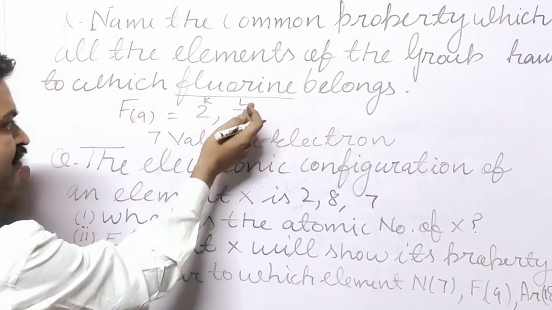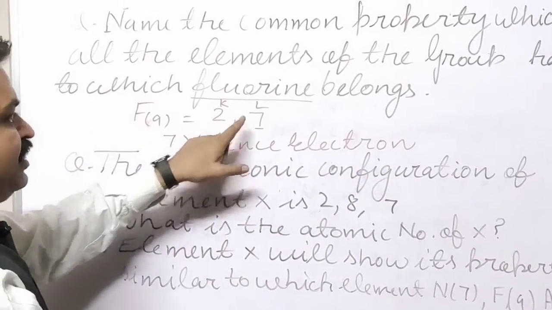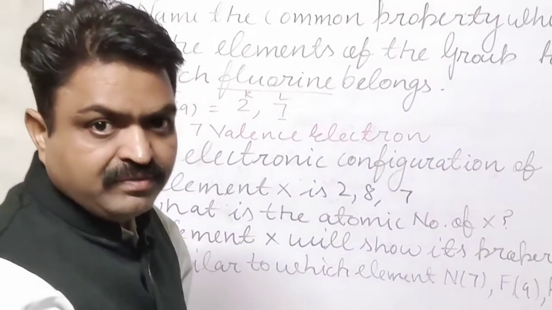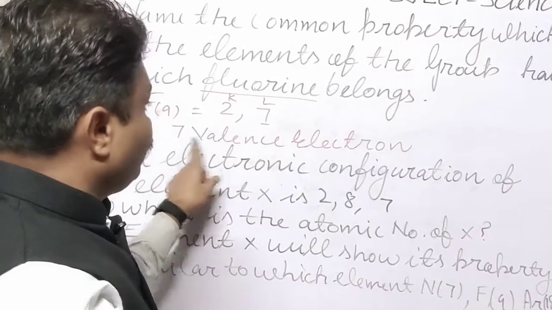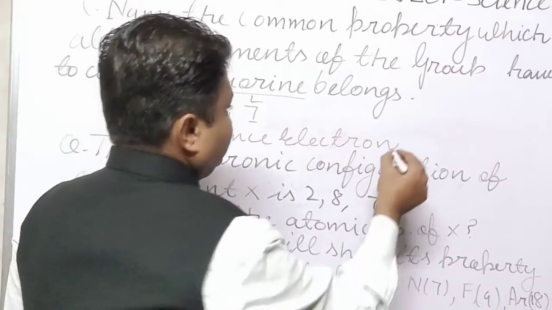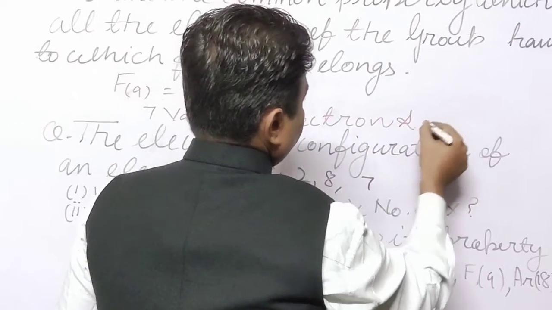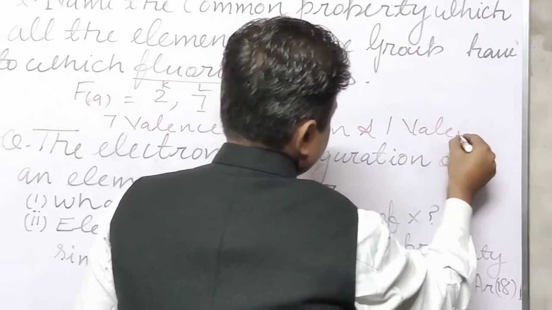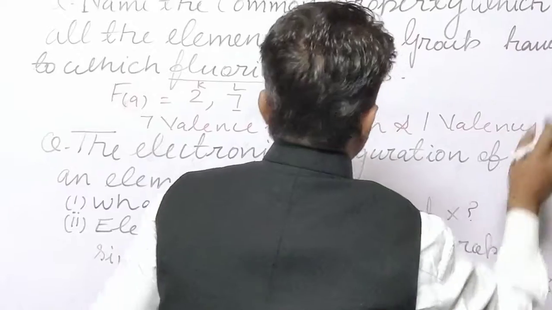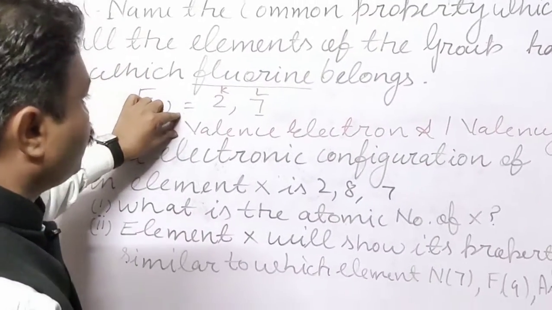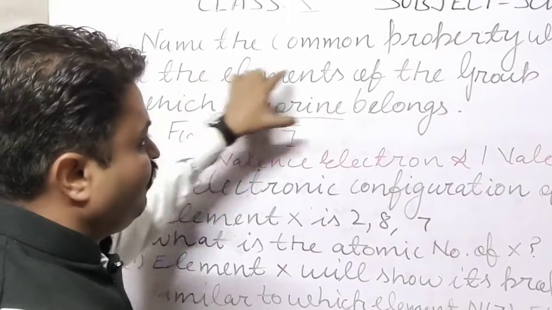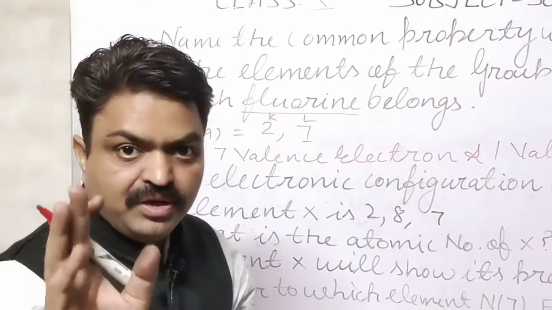And how many electrons are needed by each element to complete its octet? 1 electron. So what is its valency? 1. So these are the two common properties that the elements of the group to which fluorine belongs have.